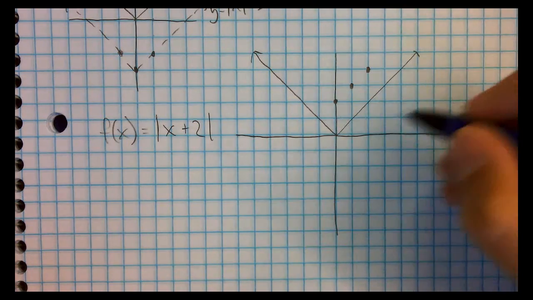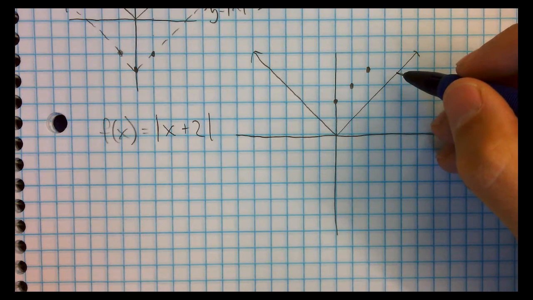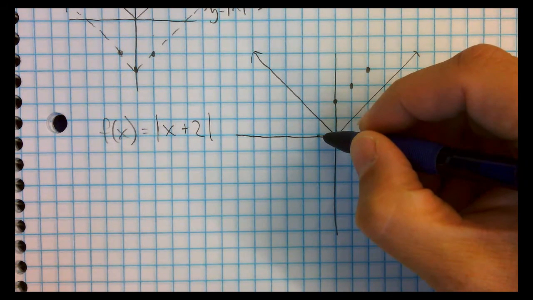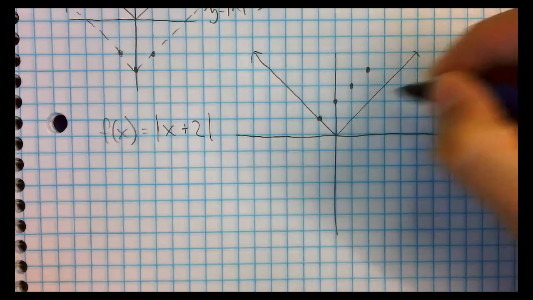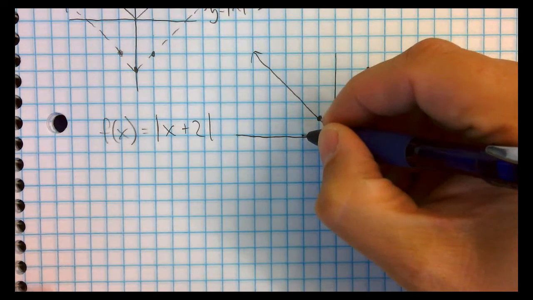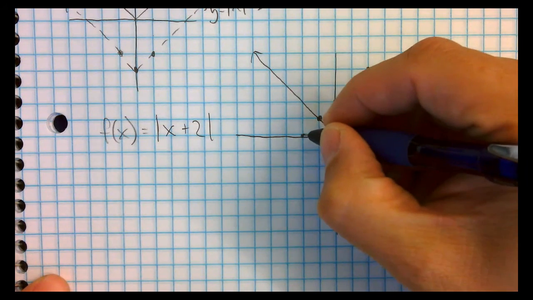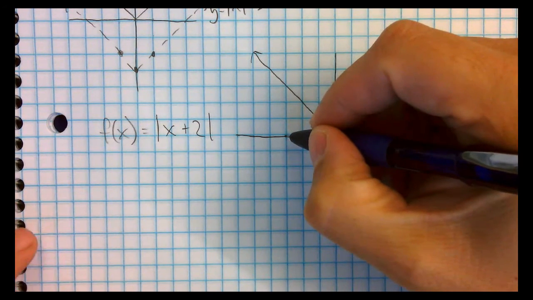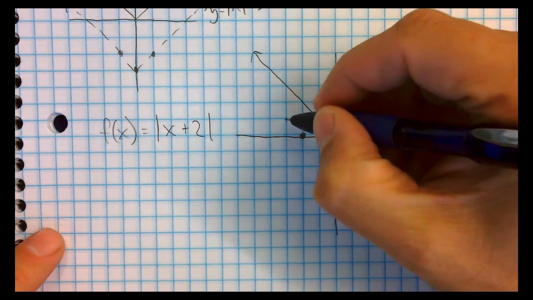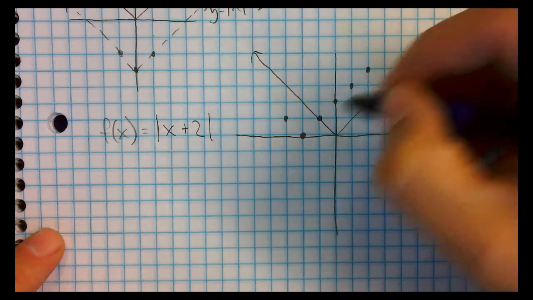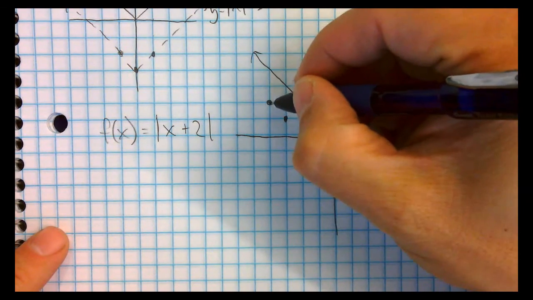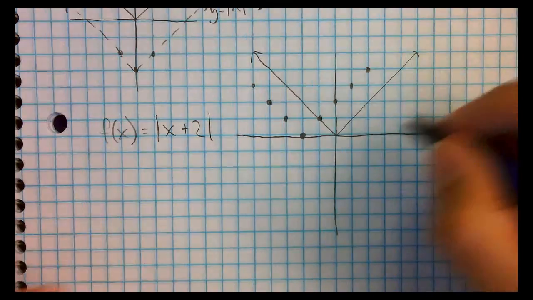Now it sort of looks like we're just shifting up 2 units, but watch what happens if I go this way. If I plug in a -1, -1 plus 2 would be 1, and the absolute value of that would be 1. If I plug in a -2, -2 plus 2 would be 0, and the absolute value of that would be 0. Plugging in a -3, -3 plus 2 would be -1, and the absolute value of that would be 1. Plugging in a -4, -4 plus 2 would be -2, absolute value of that is 2, so on and so forth.